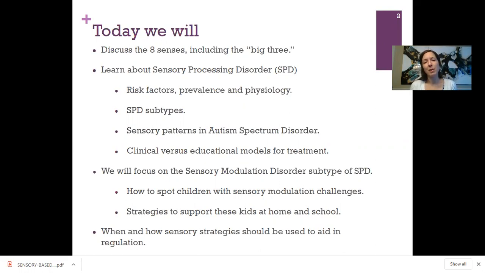And then we'll do a special focus on the sensory modulation disorder subtype of SPD, because that really is one of the subtypes that can impact emotional regulation. And so it's really important to understand that one. So we're going to talk about how to spot children with sensory modulation challenges, strategies to support these kids at home and at school, and then just when and how to use some of the sensory strategies so that we can help kids stay regulated.